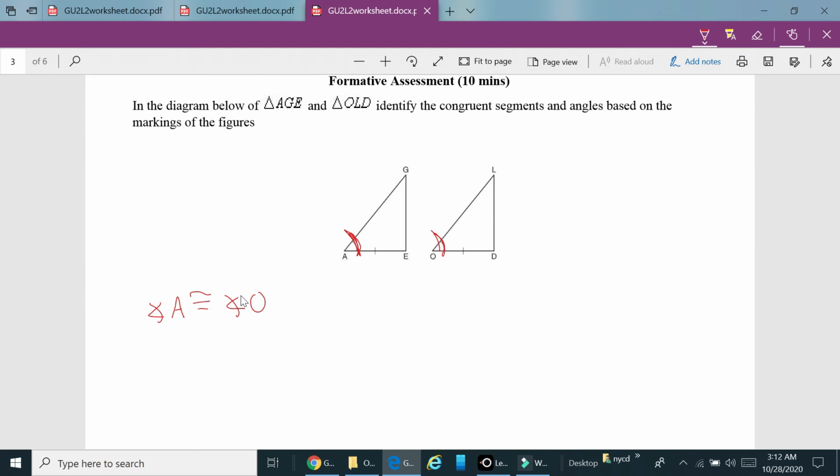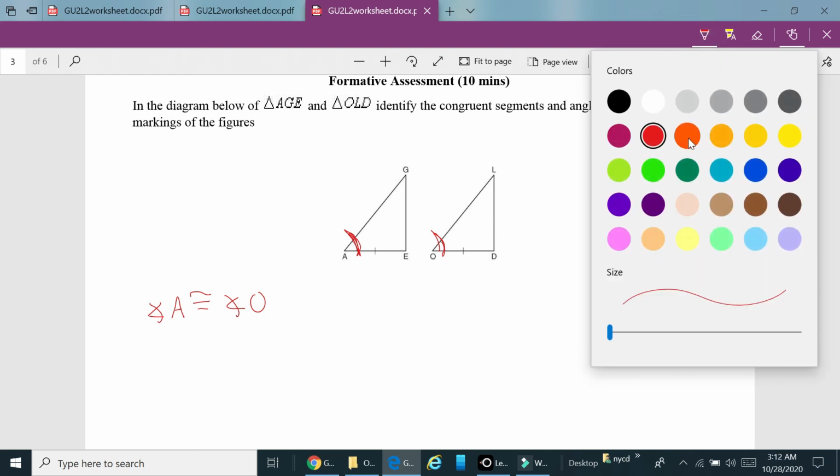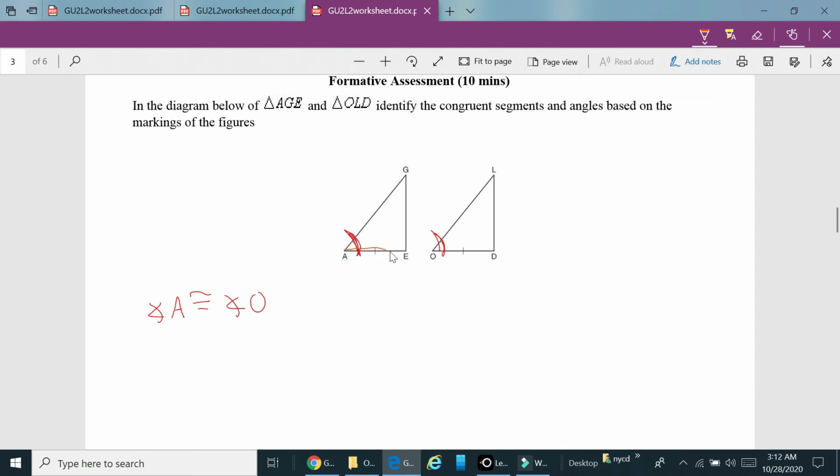Okay. But just based on the markings, you gotta be careful here because they don't want you to go by looks. And I'm looking at AE because it got that little slash right there. Let me mark that. AE. So that side is equal and congruent to OD because of the markings.